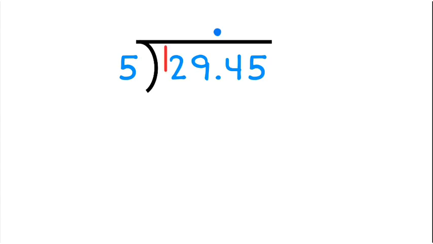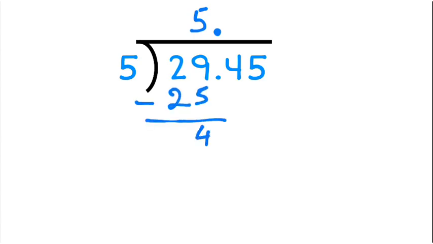So I'm going to start and say, can I divide 5 into 2? No. Can I divide 5 into 29? Yes, I can. And I know that 5 times 5 is 25. So I'm going to put a 5 above there, and 5 times 5 is 25. And then I subtract those, which will leave me with 4.